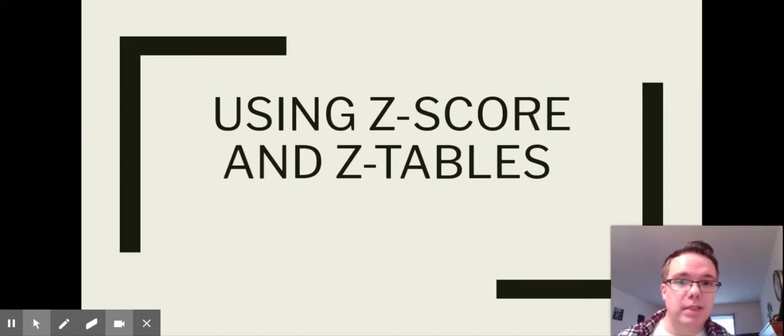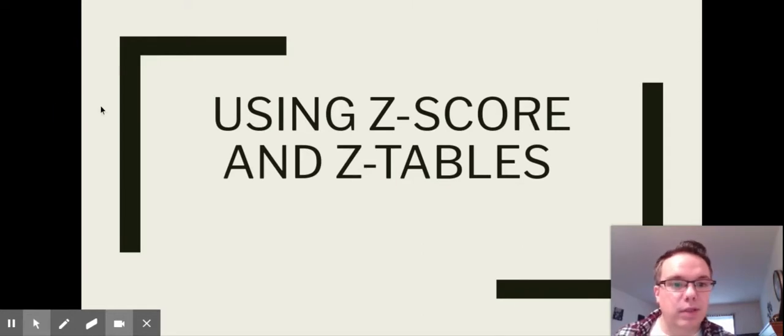Our last few lessons have been on using z scores, and then we did a lesson on using a z table. Today we're going to put those two things together, actually finding a z score in order to find a probability on a z table. So you do want to have your z table out with you as we're going through examples because we are going to be using it.